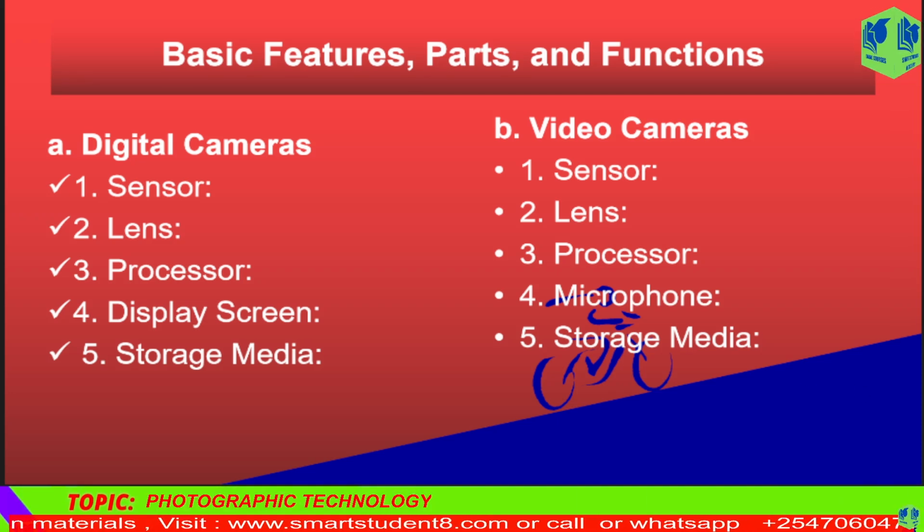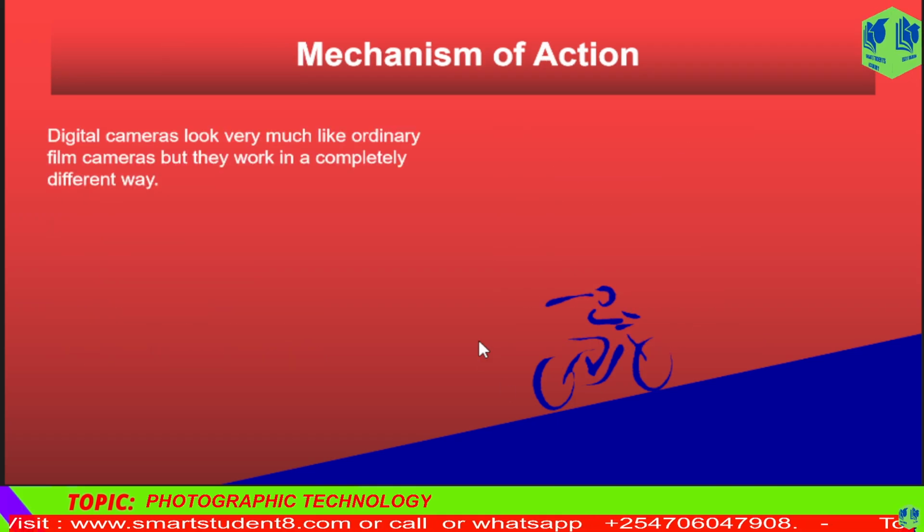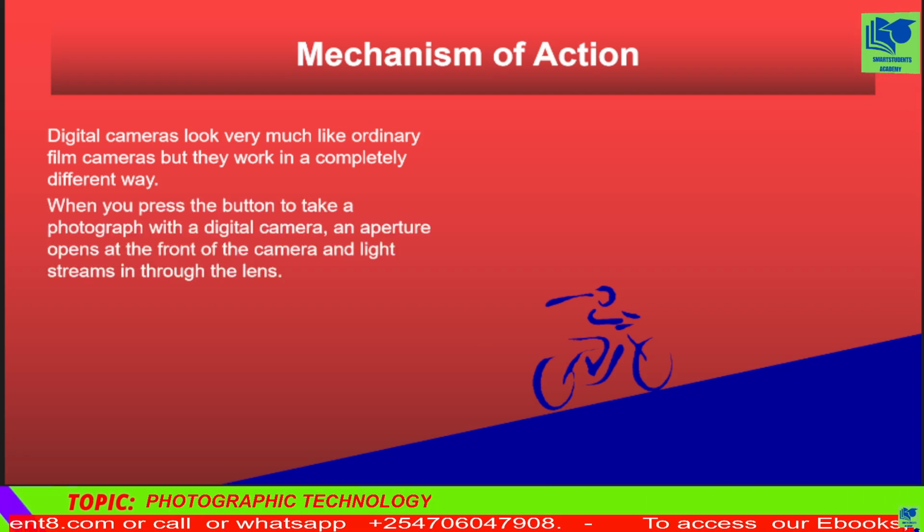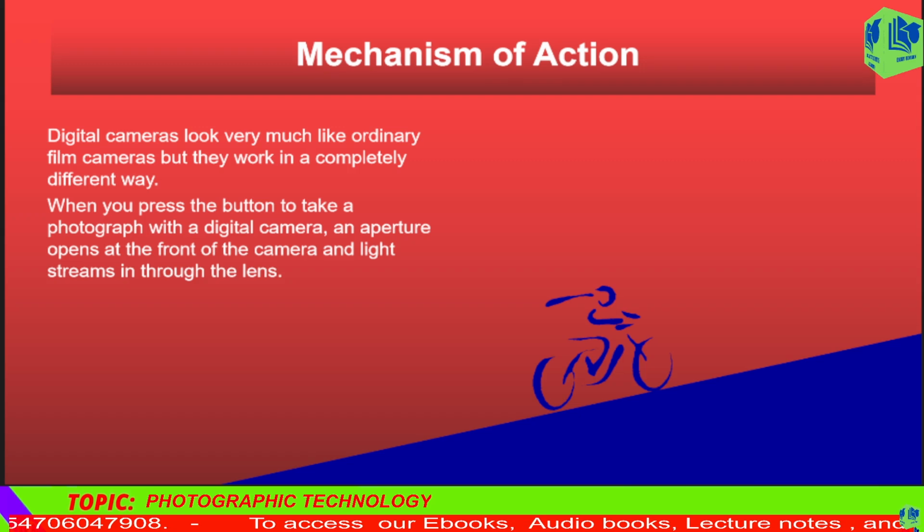5. Mechanism of action. Digital cameras look very much like ordinary film cameras, but they work in a completely different way. When you press the button to take a photograph with a digital camera, an aperture opens at the front of the camera and light streams in through the lens. So far, it's just the same as a film camera. From this point on, however, everything is different.